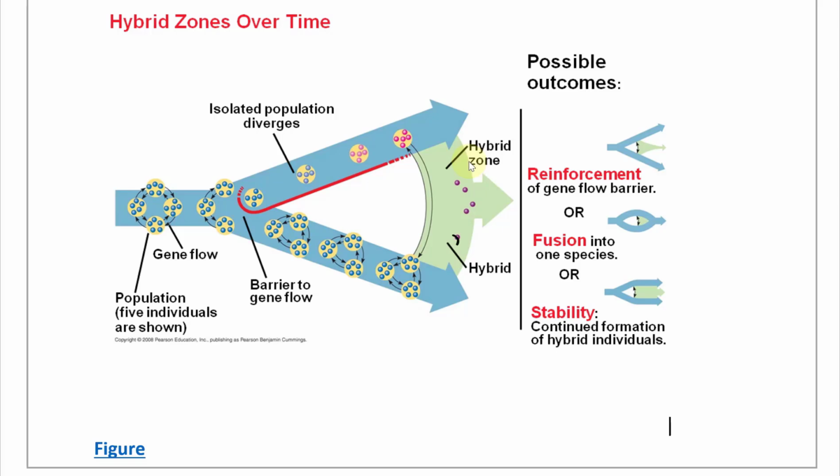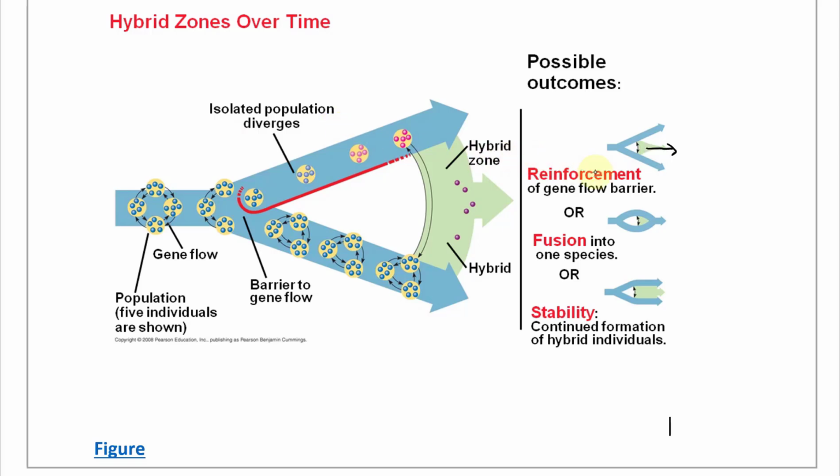So anyways, I didn't make the figure, but yeah. So that's the hybrid. These are the hybrids, and it's a hybrid zone. And possible outcomes: what you could have is reinforcement of the gene flow barrier, which is where these continue on, basically smaller and smaller. There are no other hybrids coming in, so you basically have a small population that is slowly dying off there. So it's a reinforcement of the gene flow barrier.